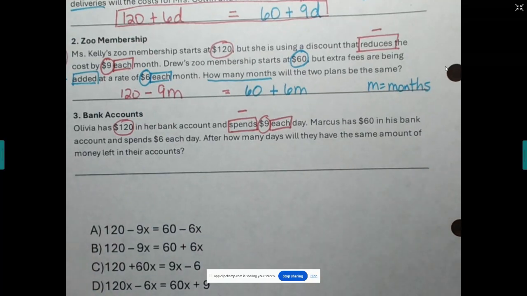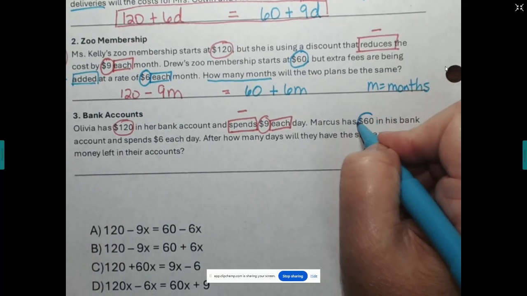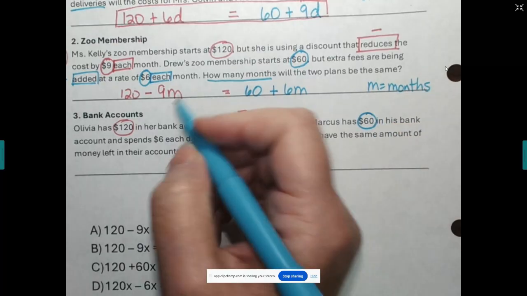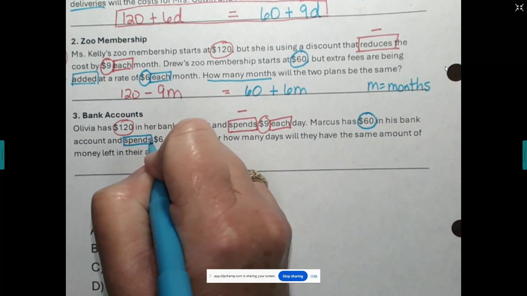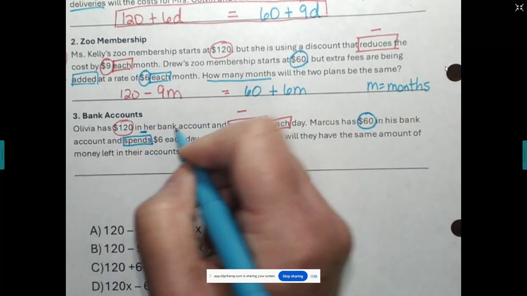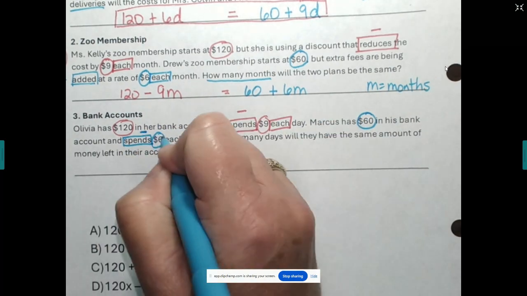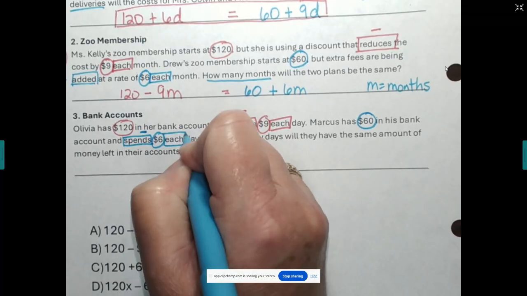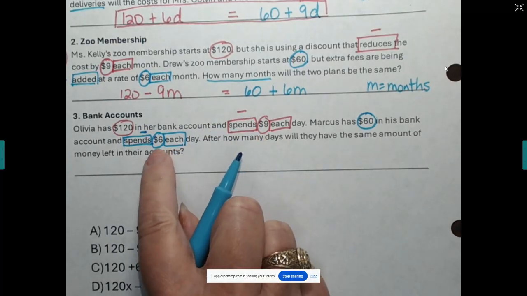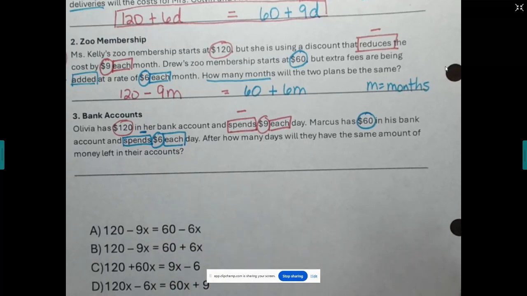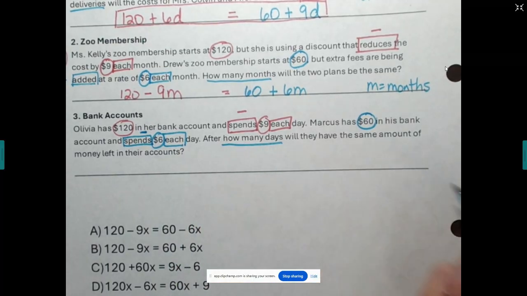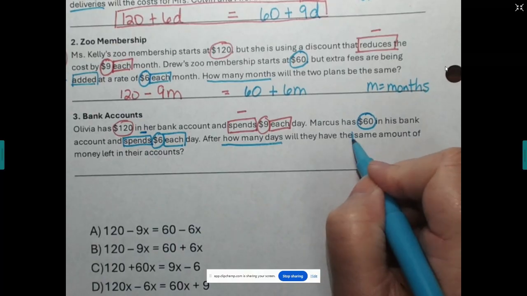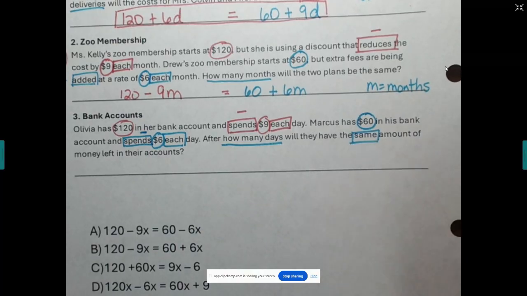All right, let's look at Marcus's information. Marcus has $60 in his bank account. He is also spending, again, that's subtraction, $6 each day. Each is telling me to attach that 6 to my variable. And then the question is, I like to underline my question, how many days? And again, same amount means equal.